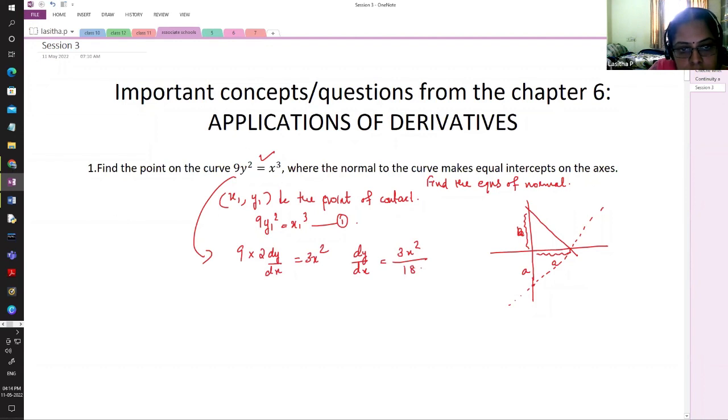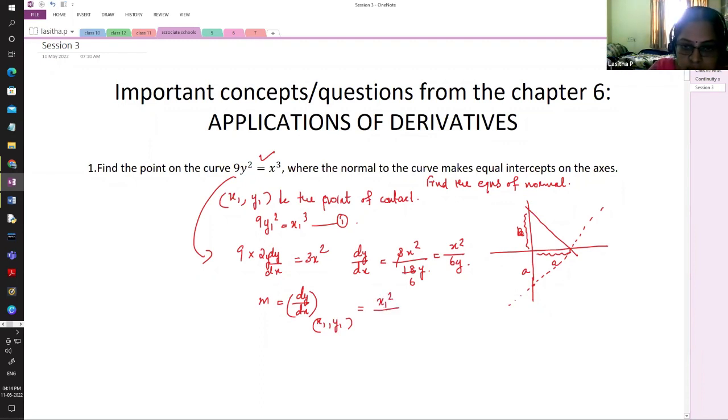So this is 18, sorry, here it is 2y into dy by dx. So that y will come here, and this is equal to x square divided by 6y we get. So the slope of the tangent m will be dy by dx. That m is always the slope of the tangent. A mistake which the children will make is to take this itself as the slope of the normal. So a common mistake here.